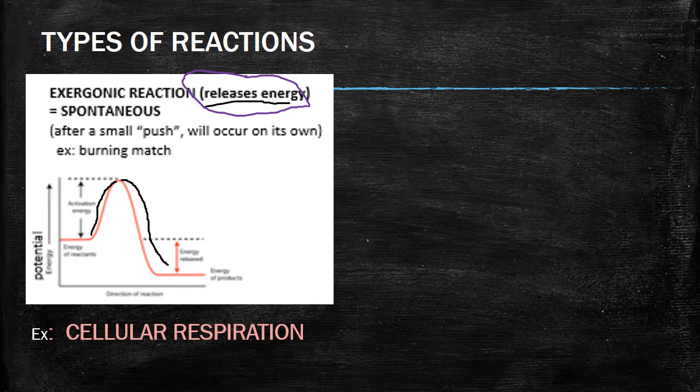So here's our potential energy, because they start with a lower potential energy. Their highest potential energy is when it's at its peak, and then from there it's going to release that energy. So right here, this is all energy released.